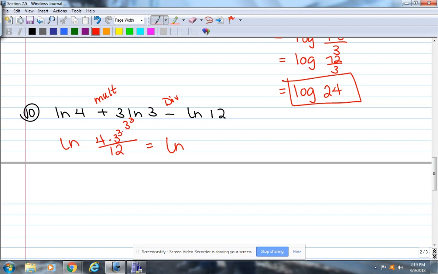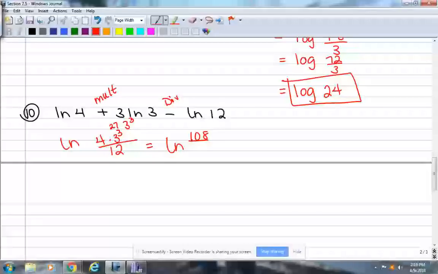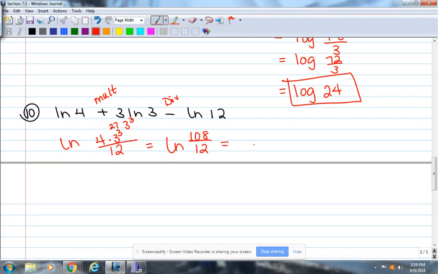So what's 3 to the third power? And what's 4 times 27? 108. And then what's 108 divided by 12? So the natural log of 9 is that simplified log. So expanding, we're stretching it out with pluses and minuses. Condensing, we're taking the pluses and minuses and making it as small as possible.